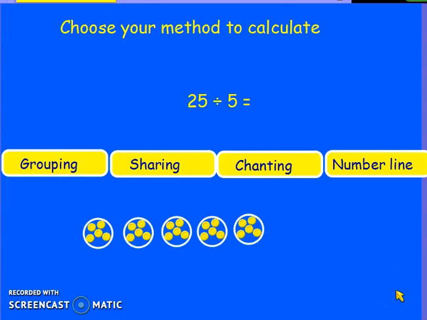This time I've chosen to do the sharing method. I drew 5 circles on the page and then made my counters. I then shared my counters out equally. 5, 10, 15, 20, 25, and used 25 in 5 equal sections. I found out that 25 divided by 5 equals 5. Give yourself a tick if you got that right.